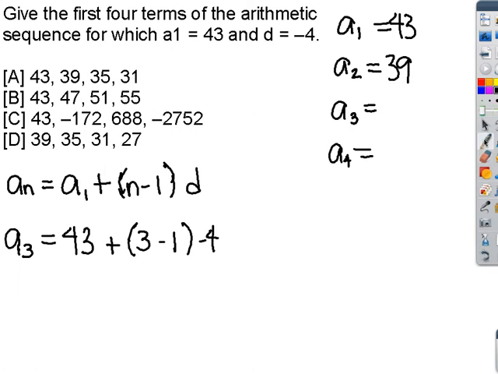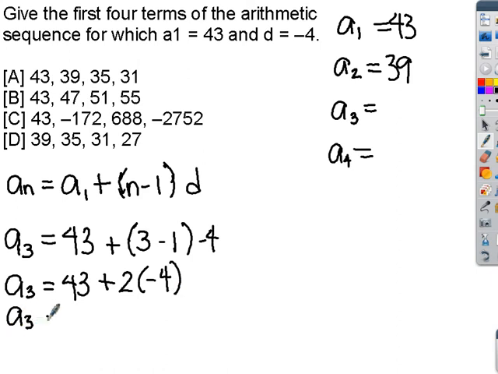So a sub 3, or our third term, is the first term plus 3 minus 1, which is 2, times negative 4. So a sub 3 is the first term minus 8. So what is 43 minus 8? It's 35. Good. So there we are. Almost done.